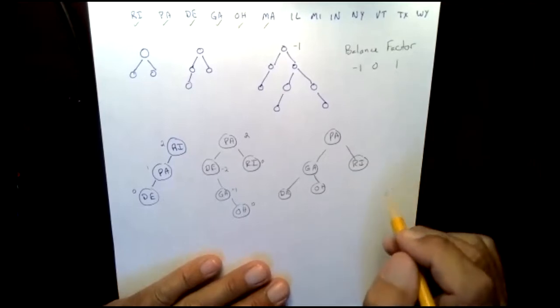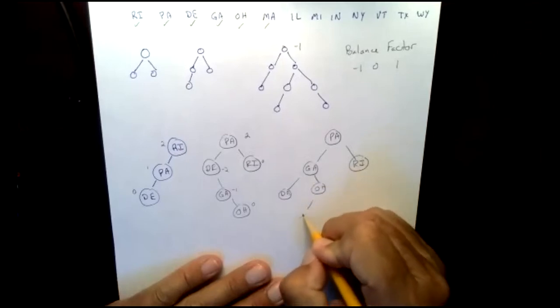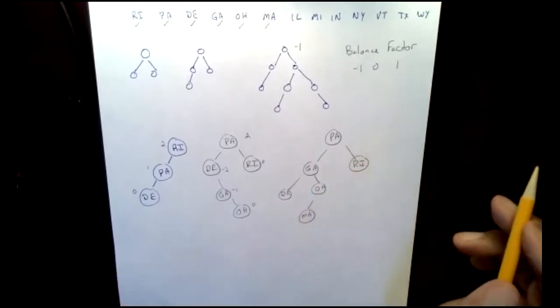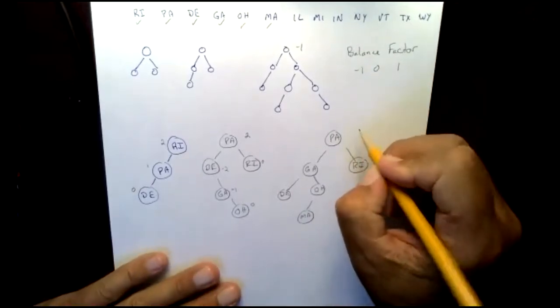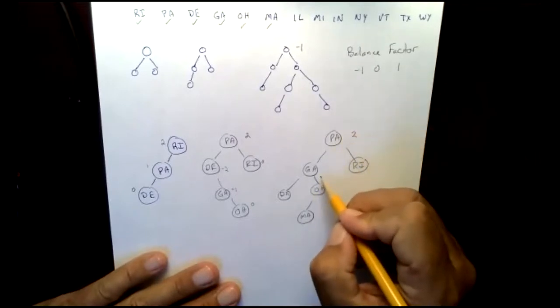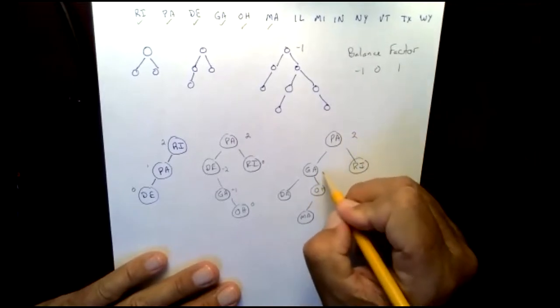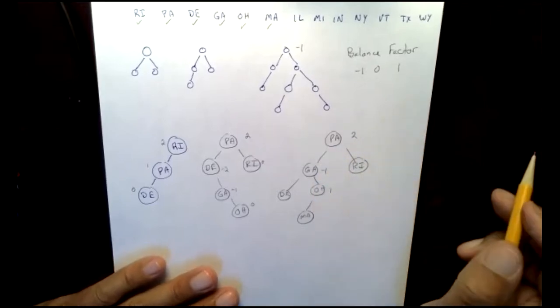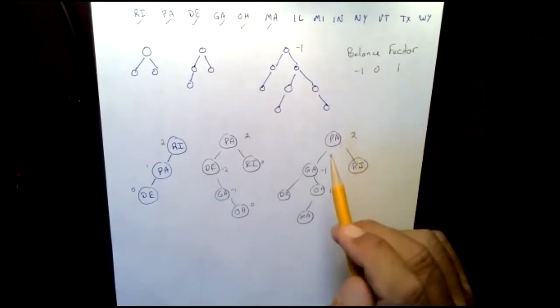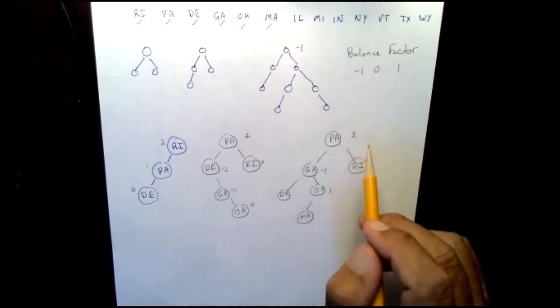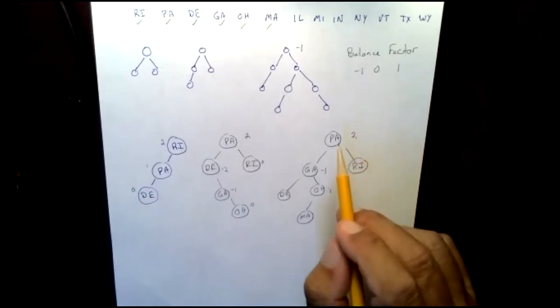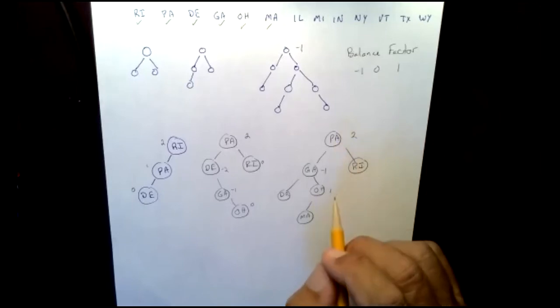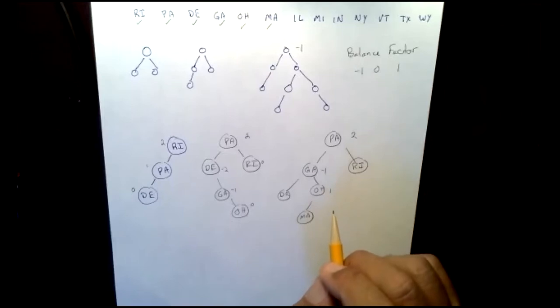Less than Ohio. To the left of Ohio. And I start looking at balance factors and I go, oh crap, because PA is now 2. Georgia is -1, Ohio is 1, and the rest of them are zeros. But now look where I have my bad balance. It's way up here at PA, which means some kind of rotation is going to have to end up happening on PA. And does anybody see what it is?